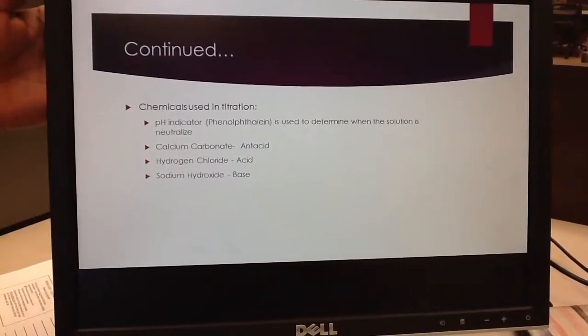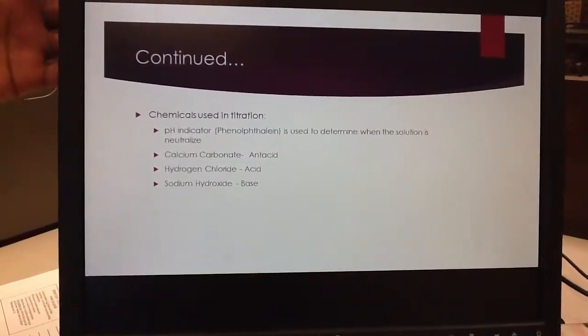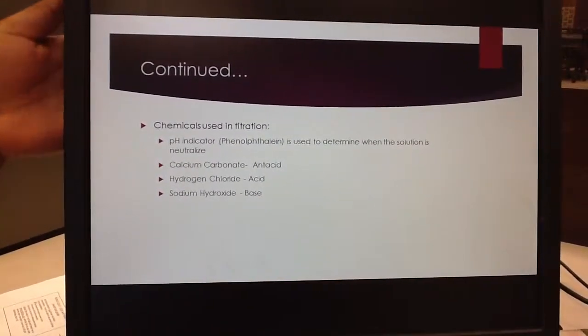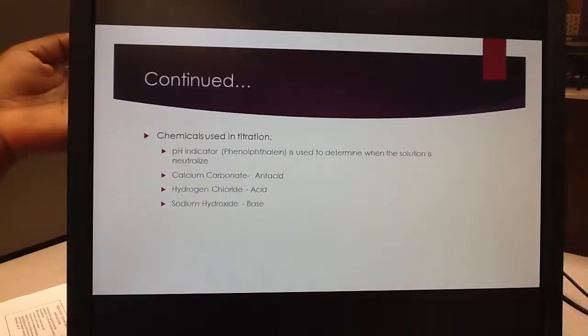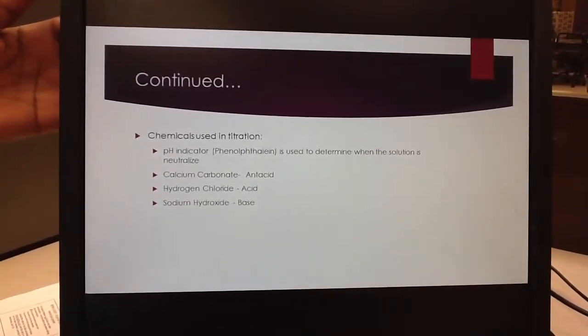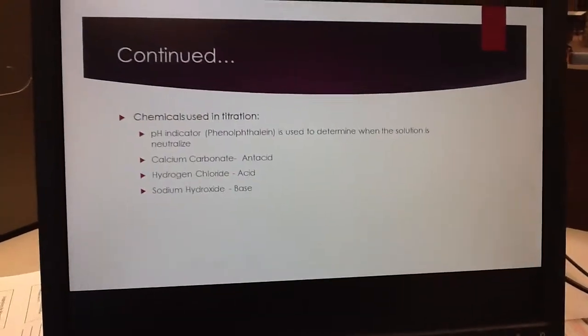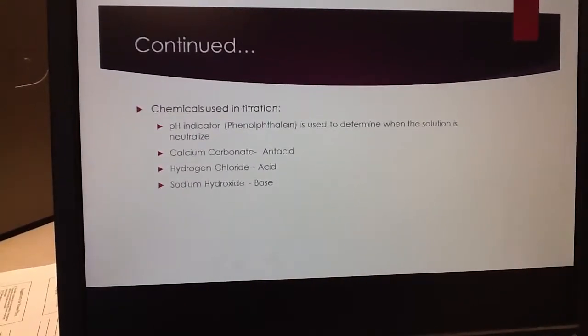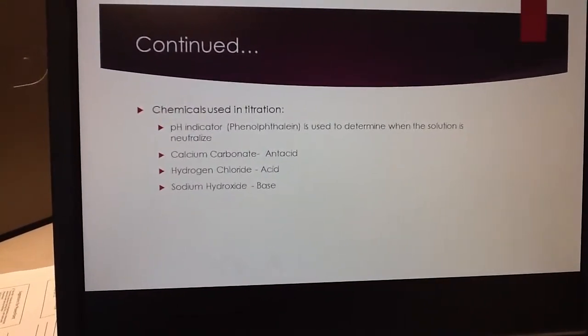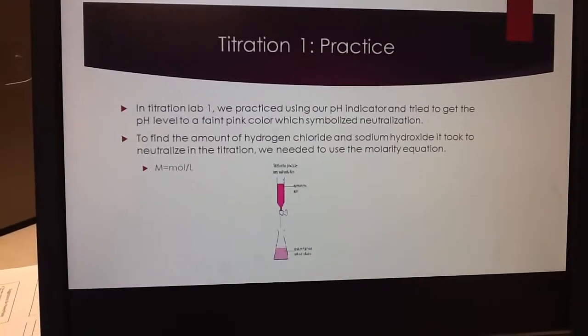Continuing with the titration. The chemicals we used in titration were the pH indicator, bromophenol, which was used to determine when the solution is neutralized. We used calcium carbonate, which was an antacid, hydrogen chloride, which was an acid, and sodium hydroxide, which is a base.